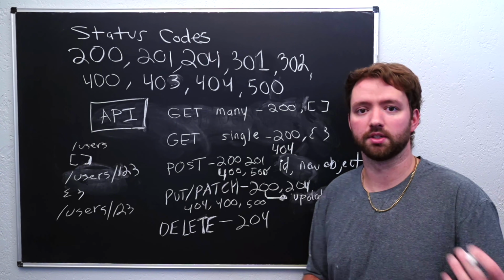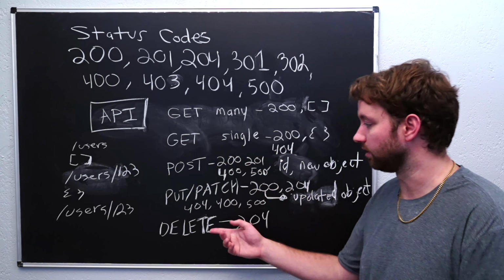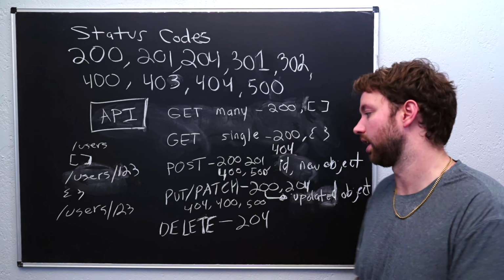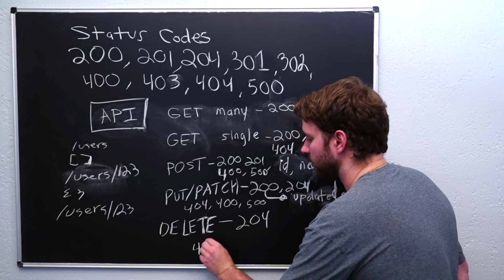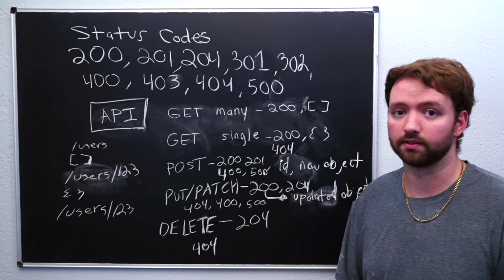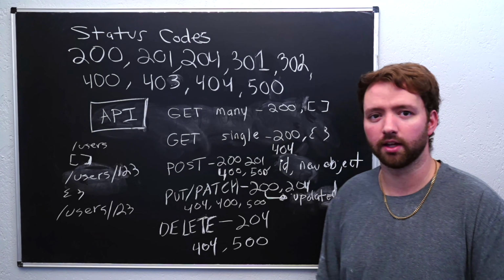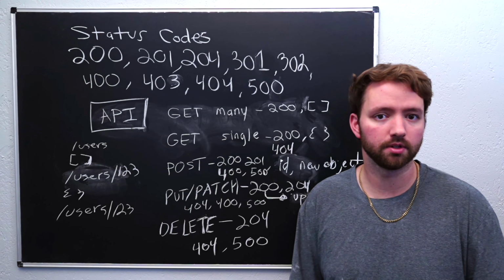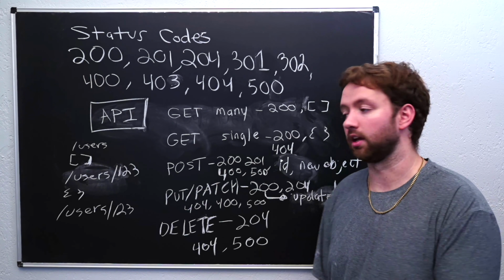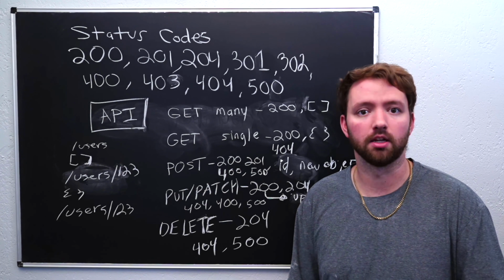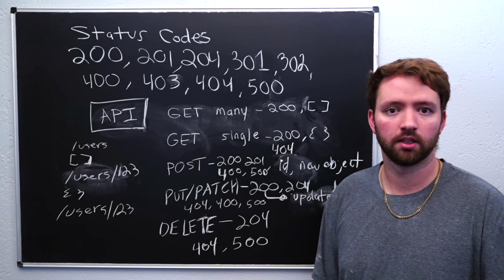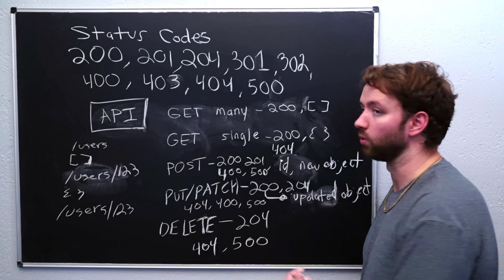So if you're like, oh, I don't know what status code to use for a post or a delete, here's your answer. Now, a delete could also give a 404 if we're trying to delete something that doesn't exist, or a 500. It's probably not going to give a 400 because that would imply bad data from the user, but you're not really providing data to the backend for a delete beyond just the ID of the thing you wanted to delete. So usually you're going to get a 404 or a 500.